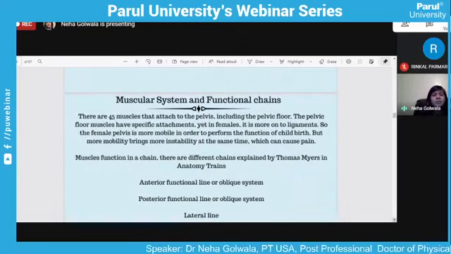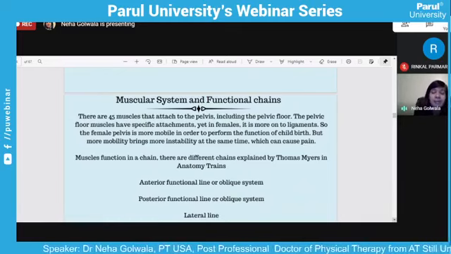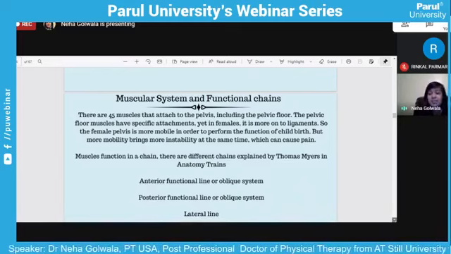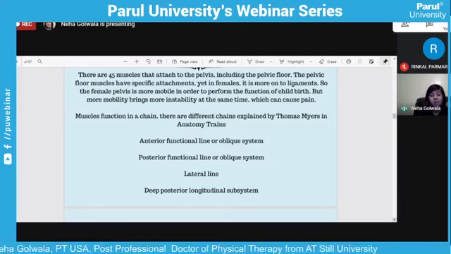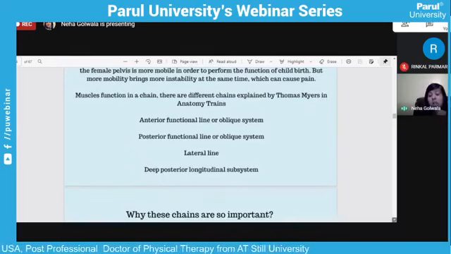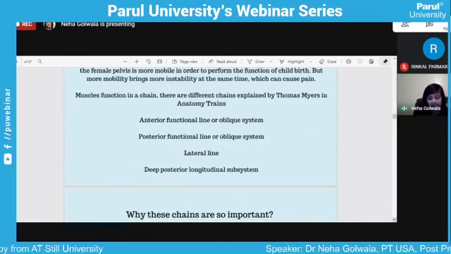Out of all these 45 muscles attached to the pelvis, they make different chains. Different authors have defined different ones. Tom Myers has defined several chains; there are 8 chains. I'm just going to discuss 4 functional chains here, which we can check in functional positions, and which define more functional movement as well. First is the anterior functional or oblique system, then the posterior functional or oblique system, the lateral line or lateral system, and the deep posterior longitudinal subsystem. All 4 work when you do any kind of weight bearing activity.